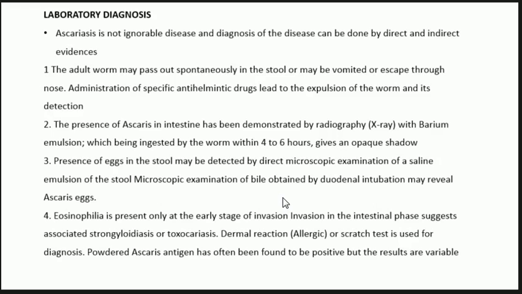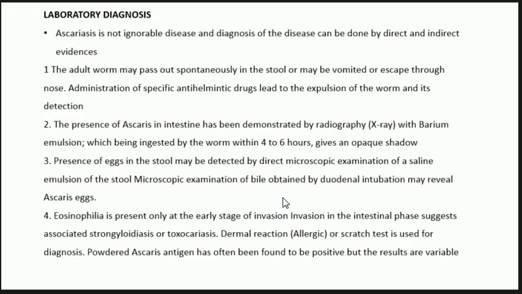The presence of Ascaris in the intestine can be demonstrated by radiography, that is X-ray with barium emulsion, which is ingested by the worm within 4 to 6 hours and gives an opaque shadow. So X-ray can also give you the diagnosis. The presence of eggs in the stool may be detected. So whatever eggs are detected in the stool also tell you about this particular infection.